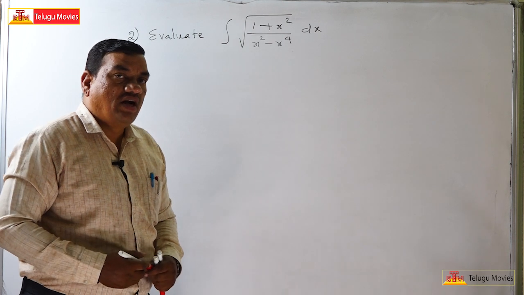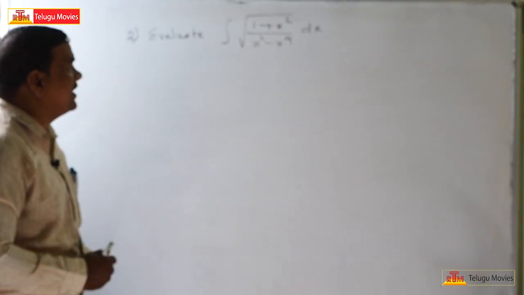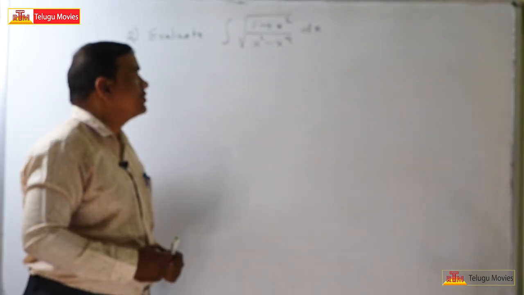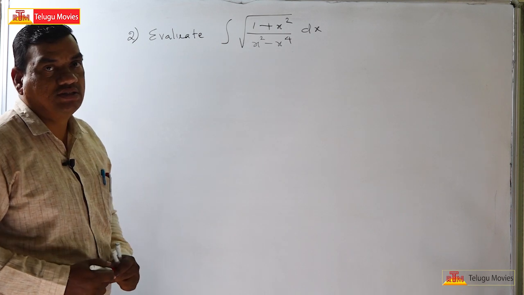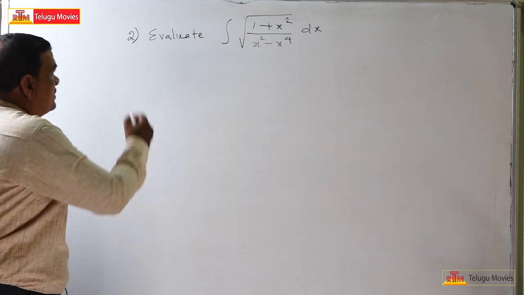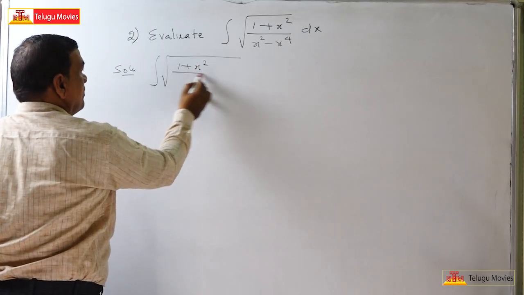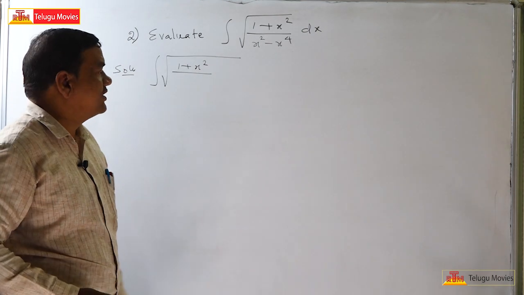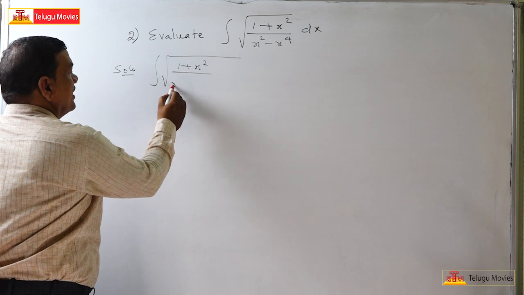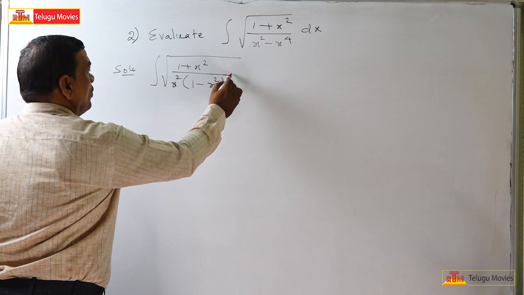Hi students, welcome to this problem. Evaluate the integral of root of 1 plus x square upon x square minus x power 4 dx. So let us see this solution. Integral of root of 1 plus x square by, outside we can take x square common in the denominator, so it is x square into 1 minus x square.